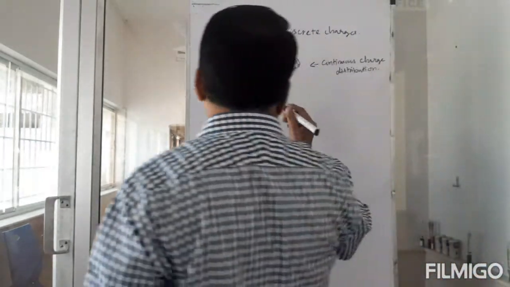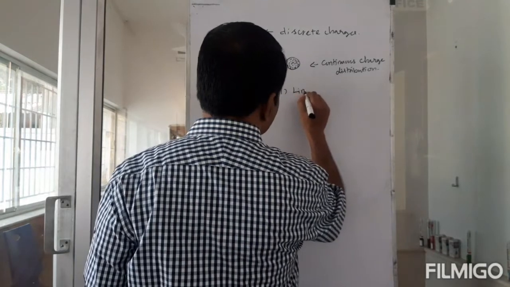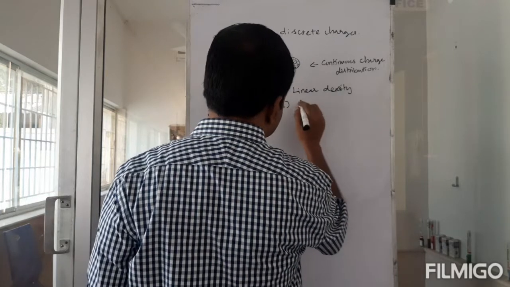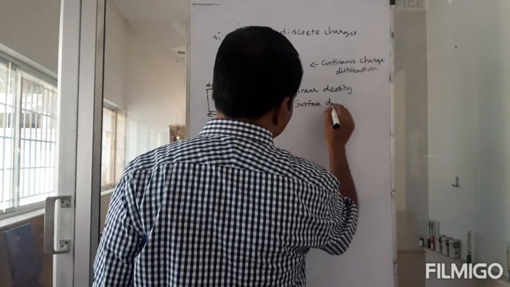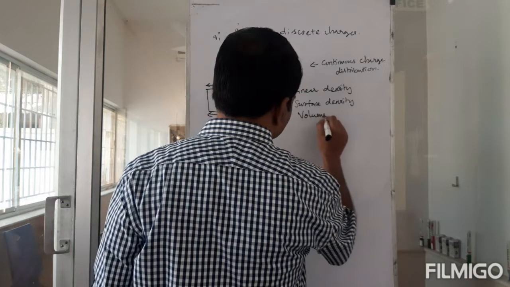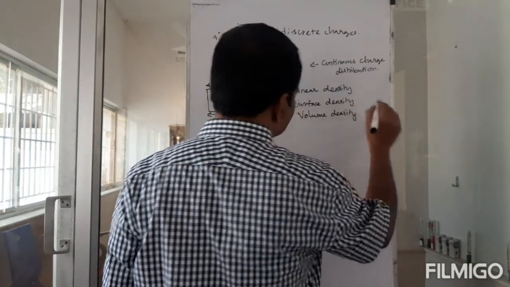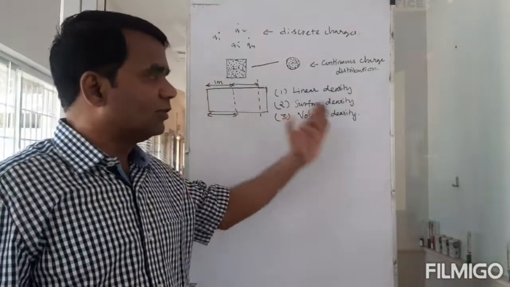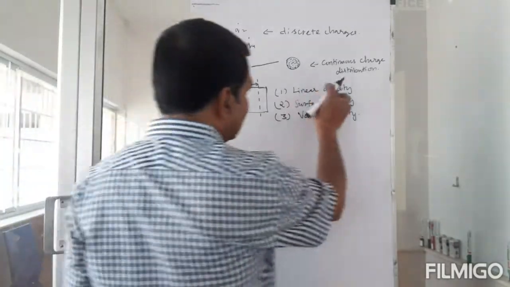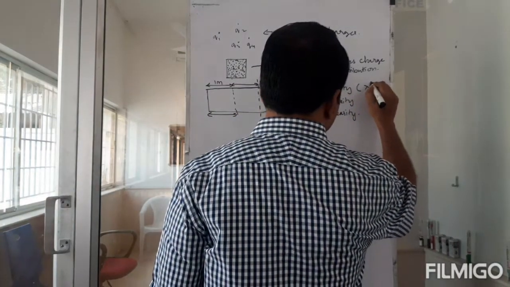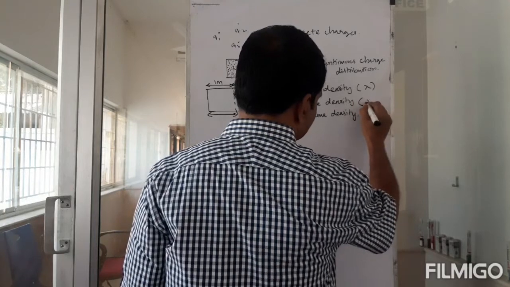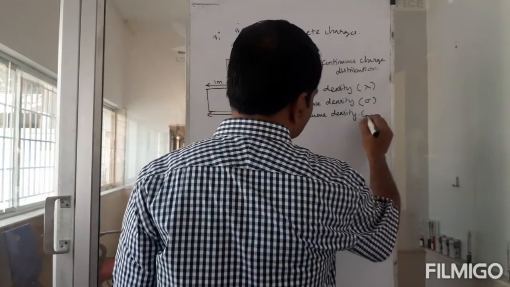One is the linear density, which involves only one dimension. The second one is surface density or areal density. I'll call it surface density. And then the third one is volume density. So linear density, surface density, and volume density. And there are symbols that we use for these. For linear density, we use lambda. For surface density, we use sigma, and for volume, we use rho.